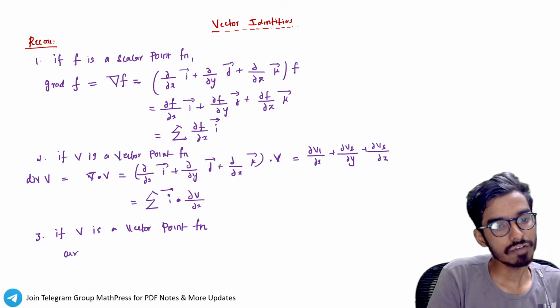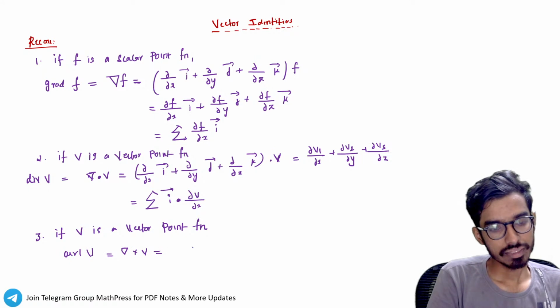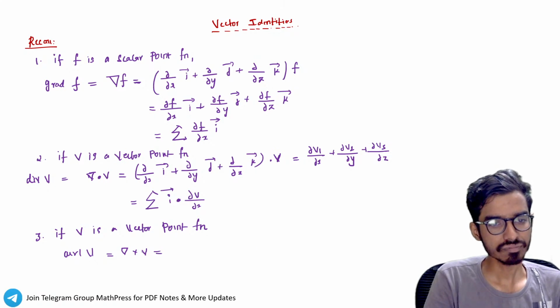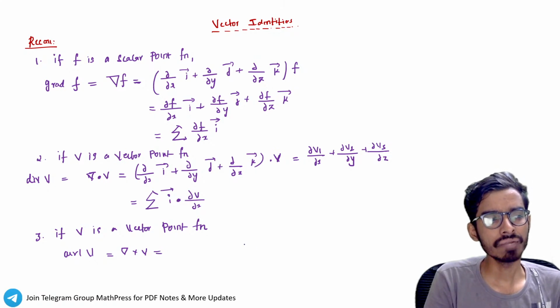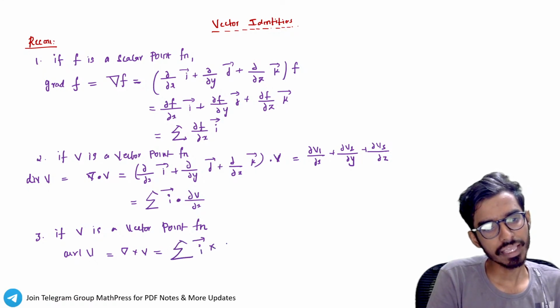Now, what is curl of v? This is del cross v. You know the formula: the determinant of i, j, k, dou by dou x, dou by dou y, dou by dou z, and the vector components v1, v2, v3. So this can also be written as summation i cross dou v by dou x, right?